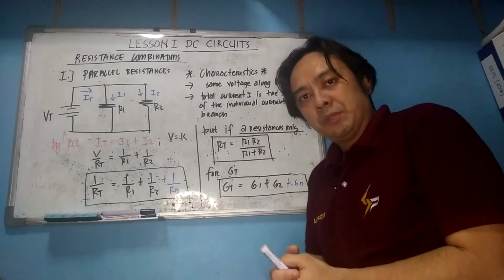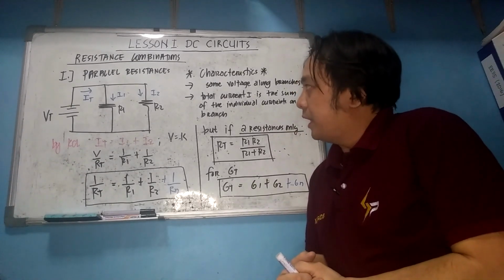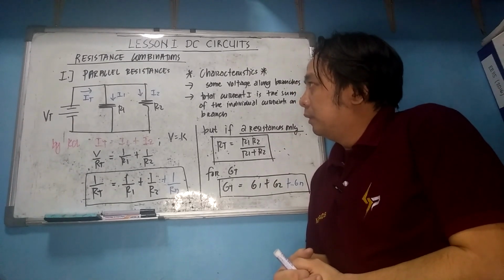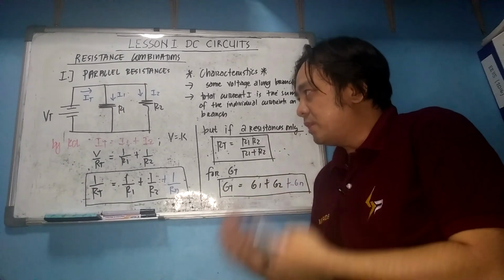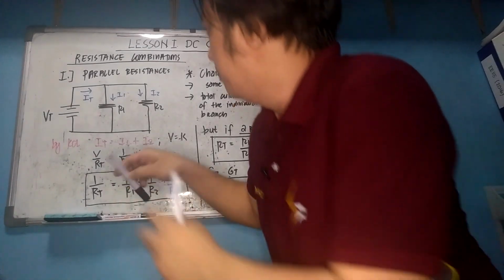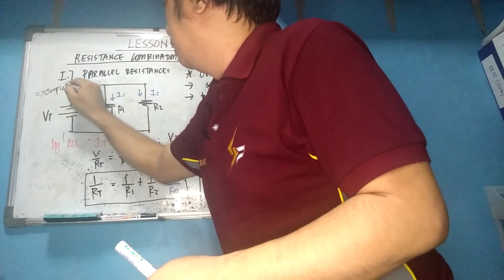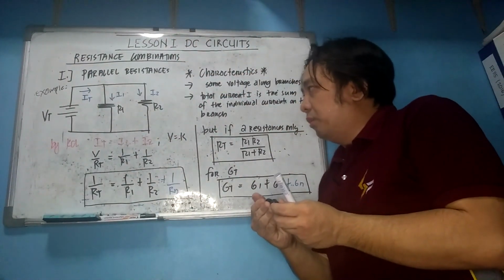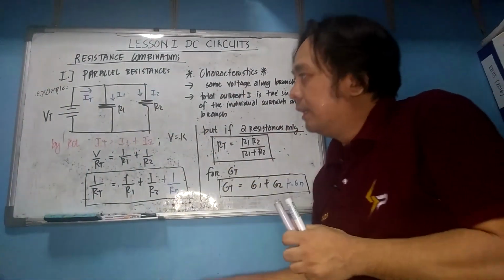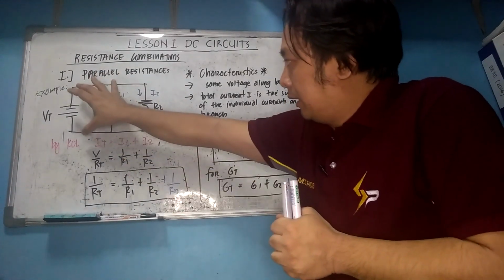Okay, hello. So, we will tackle now parallel resistances. The second type of resistance combination is if resistances are connected in parallel. Now in our example here, this is an example, okay, our example that I make use only of two resistances and one voltage source connected along these branches.